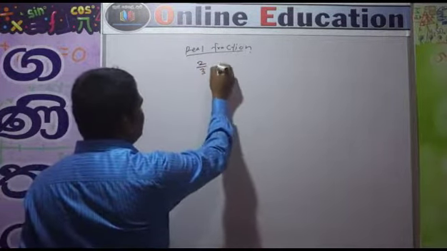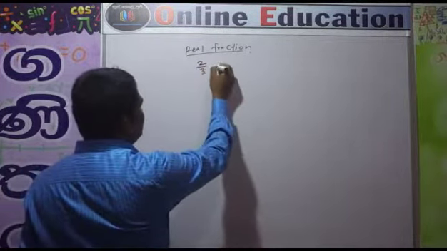Right. Next one, mixed fractions. How can we write a mixed fraction? If there is a whole number in front of the fraction, that is a mixed fraction. For example, 1 and 1 over 2, 2 and 2 over 3, 5 and 7 over 10. There is a whole number in front of the fraction. This is a mixed fraction.